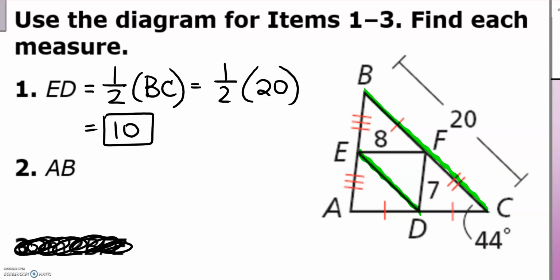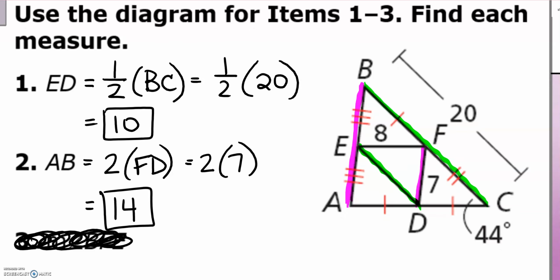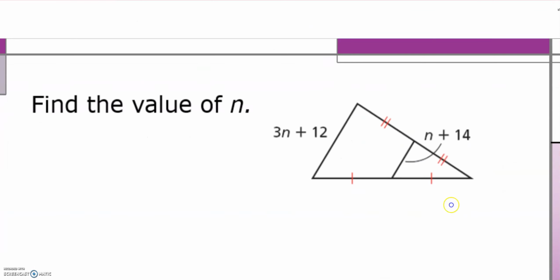Let's look at AB. If I want the length of AB, I acknowledge that it's the side of the triangle and it corresponds with mid-segment FD. AB is going to be worth 2 times mid-segment FD, which means it's 2 times 7, which makes AB 14. Good. Great. Moving on.